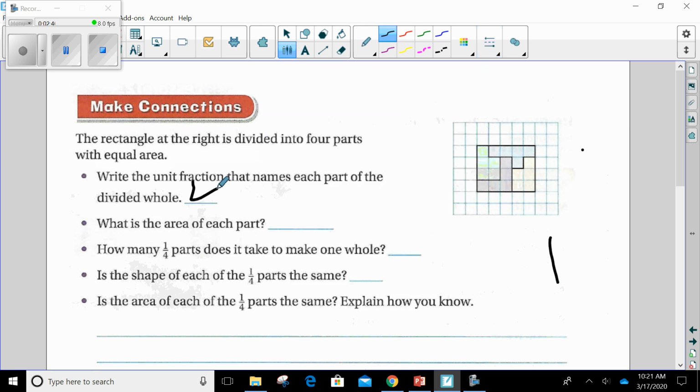Okay, so I see 1, 2, 3, 4. I see 4 parts. Okay, it's divided into 4 parts. 1, 2, 3, 4. Okay, what is the area of each part?